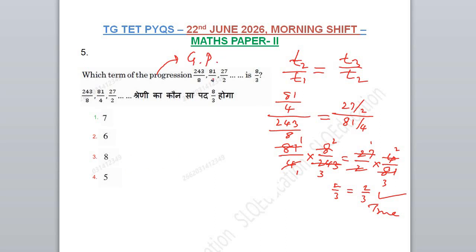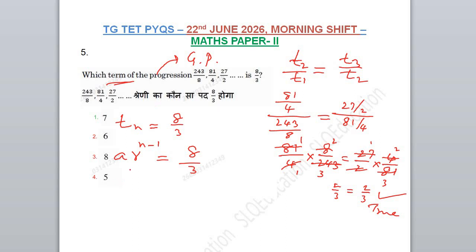So in geometric progression, here it is asking which term, means first term, second term, third term, fourth term, like this. So we don't know which term value is 8 by 3. So we suppose this as the nth term. So let us say Tn is equal to 8 by 3. What is the Tn formula? General term, nth term, ar to the power of n minus 1 is equal to 8 by 3. ar to the power of n minus 1 is given as 8 by 3.